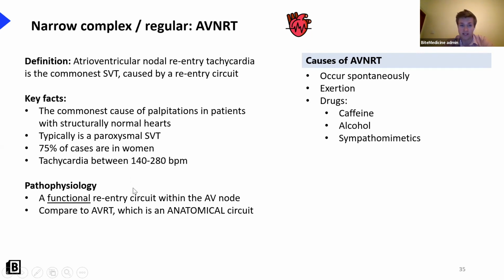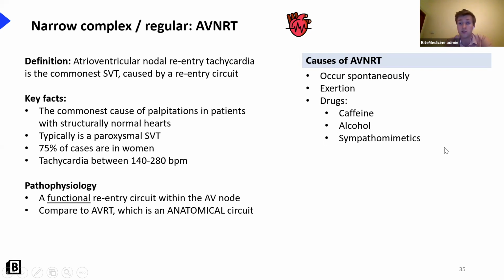What's actually happening is you are getting a functional re-entry circuit. So there's no structural abnormalities as such, but you are getting a functional circus rhythm within the AV node that causes rapid firing and communication to the ventricles. And I'll show you on the next slide what I mean by that. It's important to note that the way an AVNRT differs from an AVRT is that in AVRT, you actually have an anatomical circuit. So you have an additional pathway, a bit like in Wolff-Parkinson-White, that connects your atria to your ventricles. And we'll cover AVRT later on.